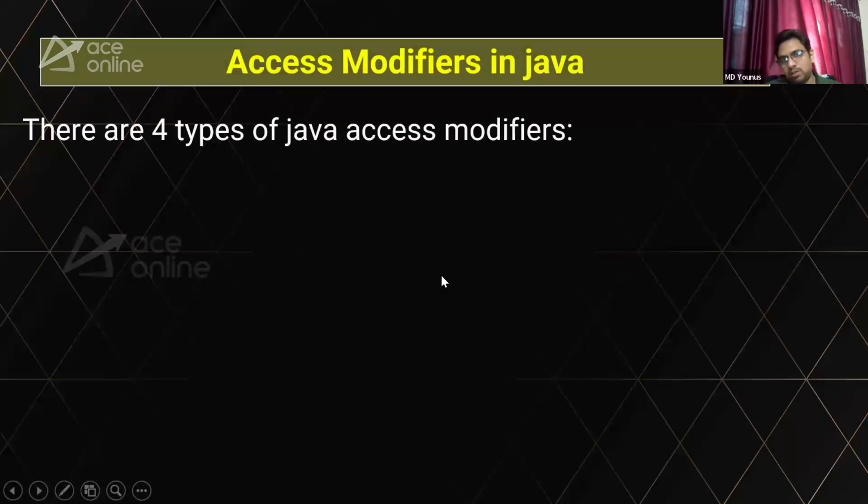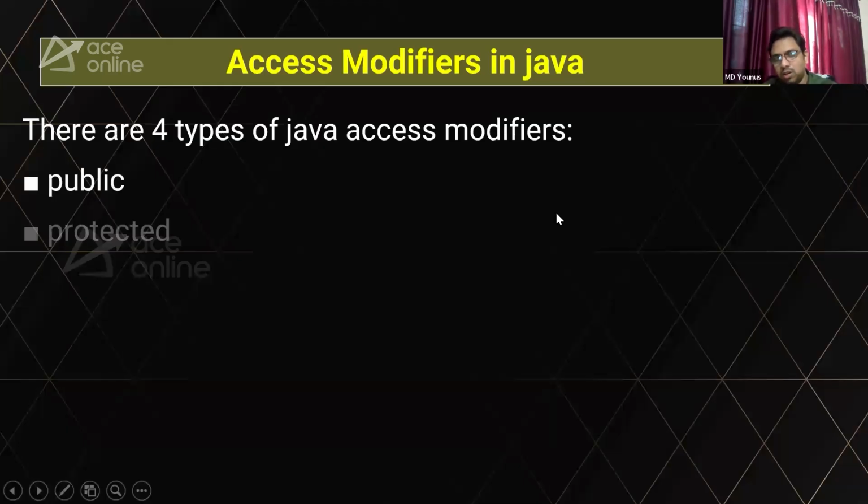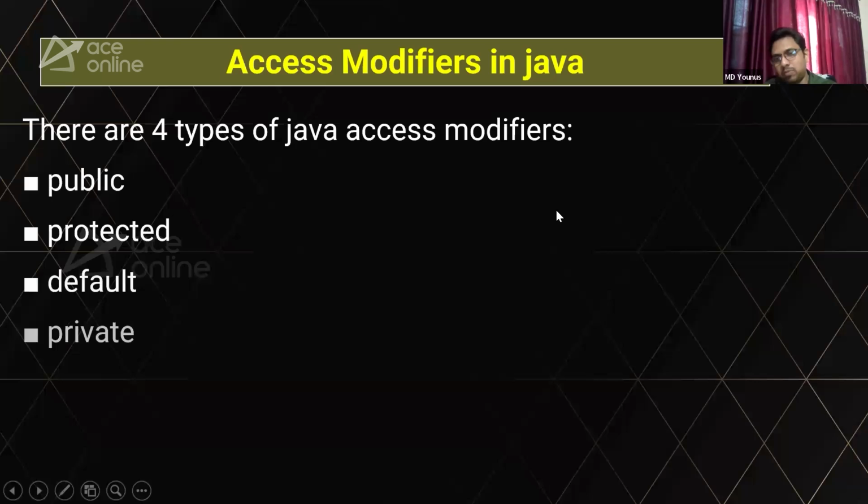Now, as many of you told me, there are four types of access modifiers in Java: public, protected, default, and private. A lot of questions can be framed on these concepts, especially the difference between public and default, and protected and default. Private is quite straightforward, but a lot of questions can be asked. Public versus default, protected versus default, and public versus protected are a little confusing.